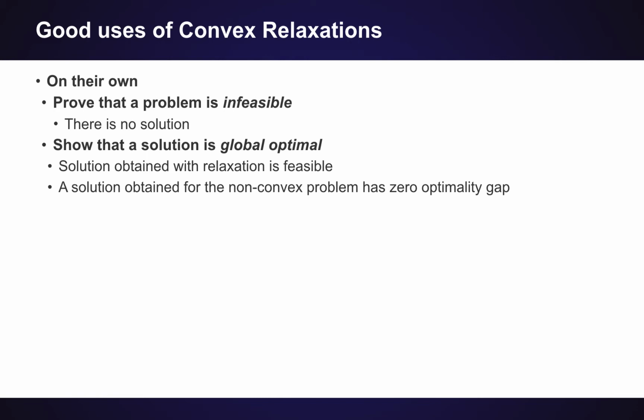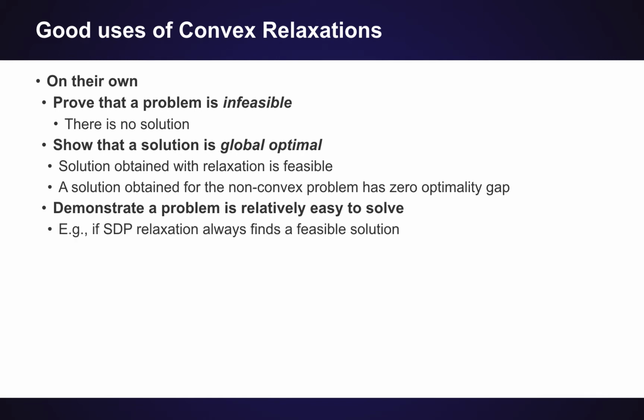So a third thing you can do with a convex relaxation is to demonstrate that the problem is relatively easy to solve. Although we have this problem that is non-convex and kind of hard, if you are able to show that, for example, an SDP relaxation always finds a feasible solution, that would be a proof that the original problem is also easy in itself. Okay, so this is using a convex relaxation on its own.